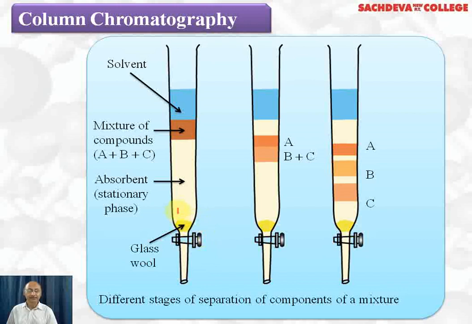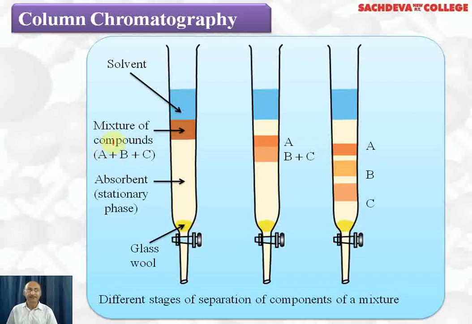This column is packed with adsorbent, which acts as a stationary phase, and usually the adsorbent is alumina. Sometimes silica is also used, but mostly alumina is used as adsorbent. Now this solid will create obstruction in the stem, so here we are using glass wool. Glass wool will prevent this solid from clogging our stopcock. So that is the purpose of using glass wool.